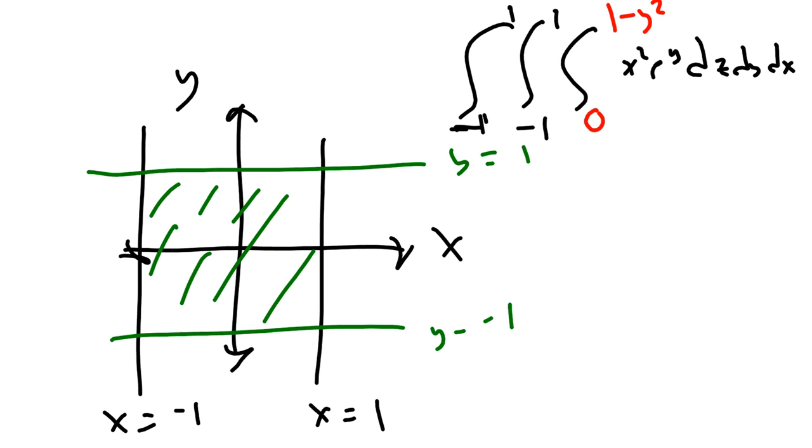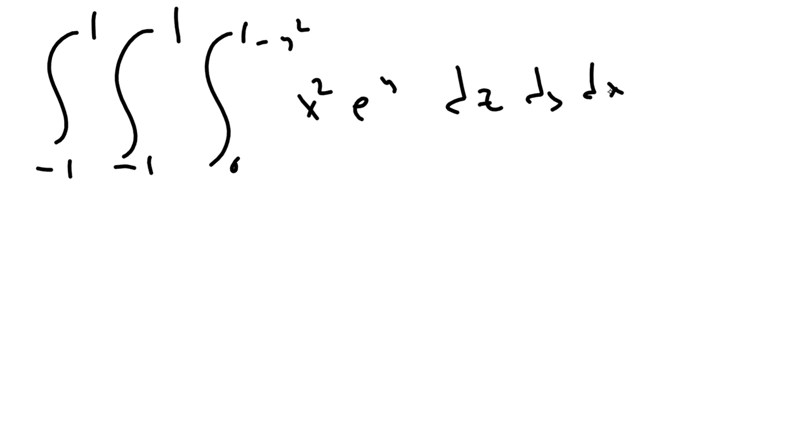Let's take a little bit of algebra, but nothing too terrible. So the integral from -1 to 1, -1 to 1, 0 to 1 minus y squared, x squared e to the y. Did I write it that way over there? I did. Good. And we're going to commit to the order dz, dy, dx.